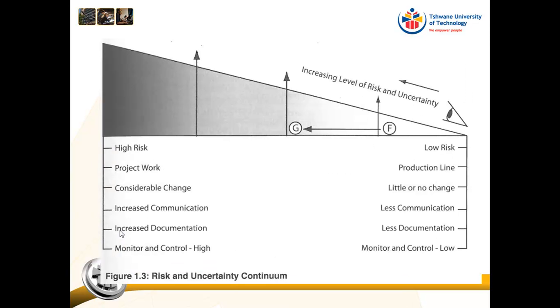Okay, then on the risk and uncertainty continuum, you can see that project work is high risk because there is considerable change. So if I go from one project to the next project, I'm not doing the same thing. It is unique. So there is change. That means that you need increased communication between the stakeholders and especially in the project team. You need increased documentation because you have to document exactly what happened on the project, why were the decisions made, and how were the decisions made, and what were the decisions.